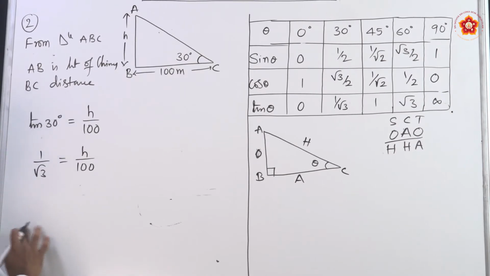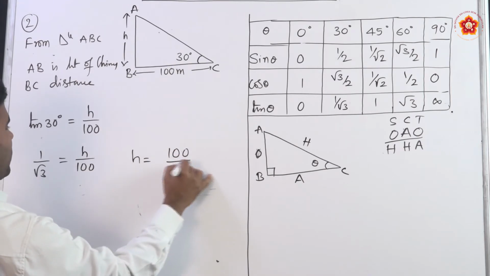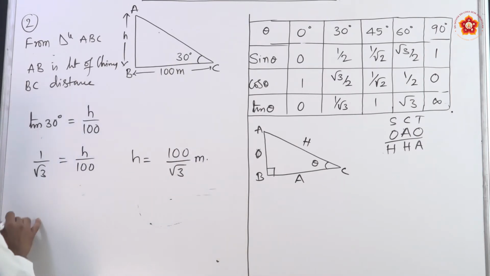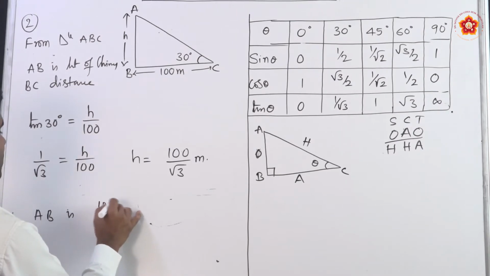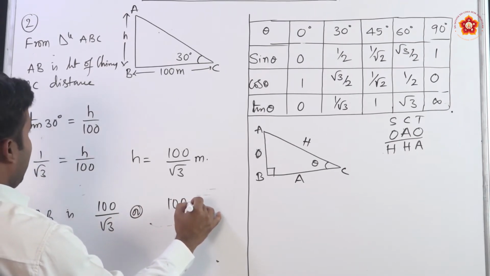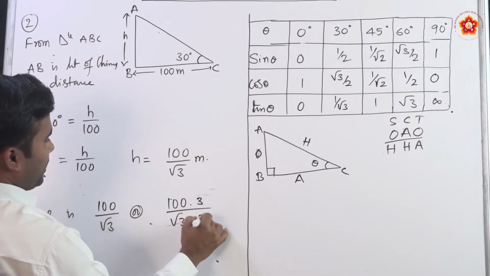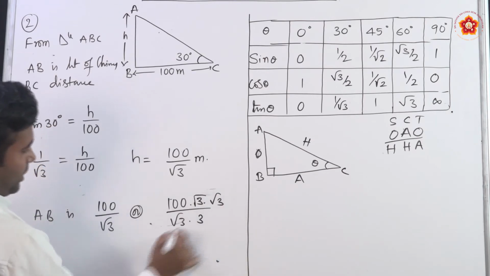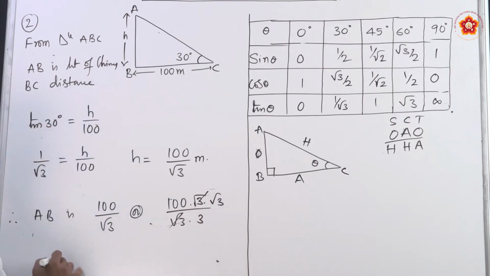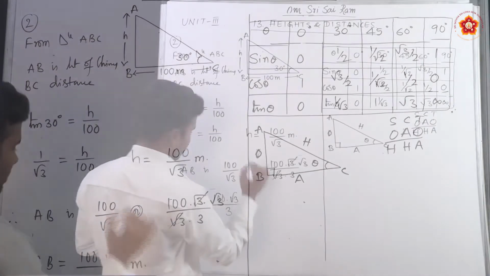So, what is H now? H is 100 by root 3 meters. Therefore, what is the height of the chimney? AB is 100 by root 3, or you can write 100 into 3 by root 3 into 3, and this can be written as root 3 into root 3. So this gets cancelled. Therefore, the height of the chimney, AB, will be equal to 100 into root 3 divided by 3 meters.